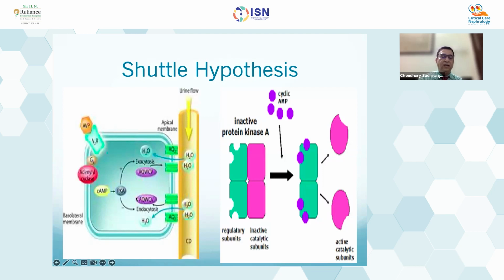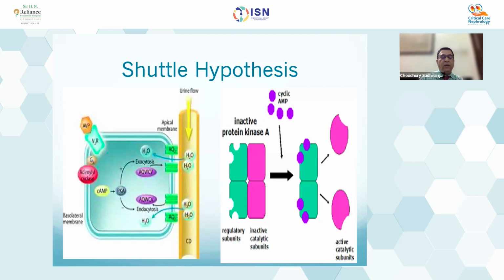And what do the aquaporin channels do? The aquaporin channel shuttles from the cytosol into the apical membrane on the luminal side and traps the water over there, and then after trapping, it comes back and fuses into the basolateral side of the membrane and delivers that water into the peritubular capillaries.